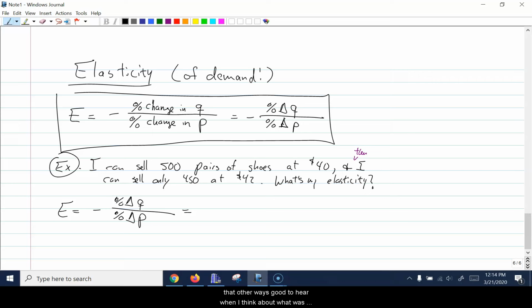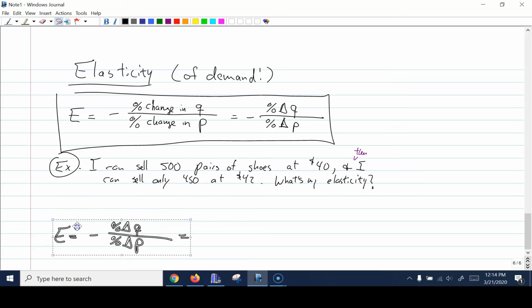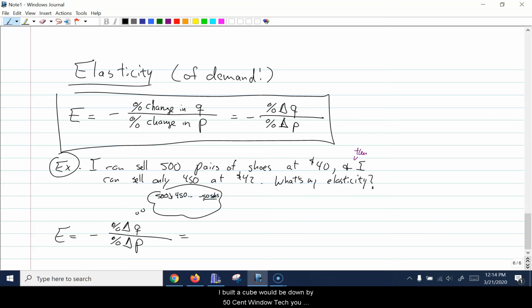But here I want to think about what was my change in sales. My sales went from 500 down to 450. So we lost 50 sales. My delta Q would be down by 50. I don't want my delta Q, I want my percent delta Q. I want to say that 50 was what percent of what you used to have. Well, it used to be 500. What's 50 out of 500? That's 0.10. That's 10%. My percent change in sales was I lost 10% of my sales.